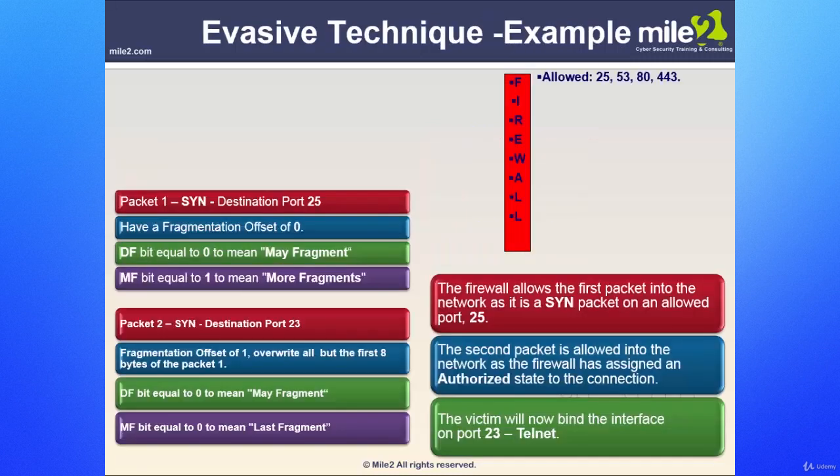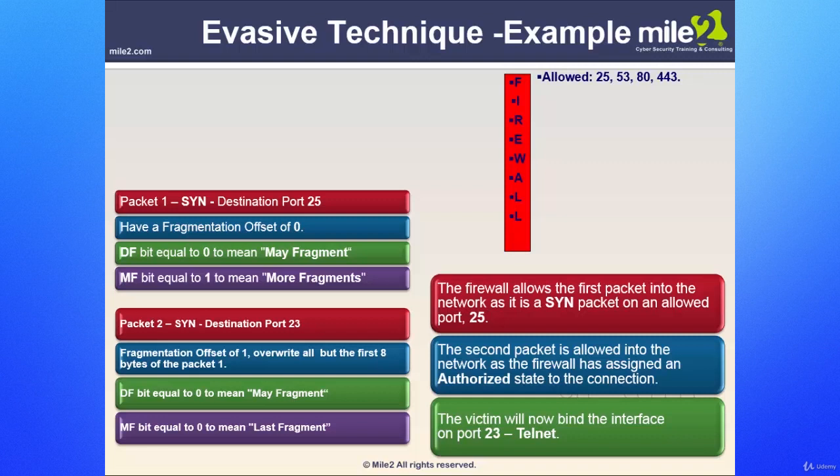Now when we do the evasion technique, let's say the first packet comes through and we're sending a SYN packet with a destination port of 25. Port 25 is allowed through the firewall, so it's going to go through. The firewall allows the first packet into the network as the SYN packet on the allowed port 25. It has a fragmentation offset of 0 because it's the first packet. It has a don't fragment bit equal to 0, which means that it may be fragmented, and a more fragments bit equal to 1, which means that more fragments follow.